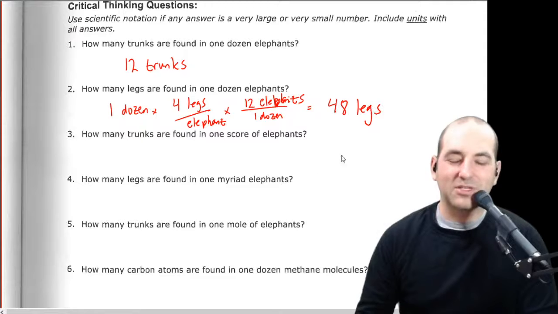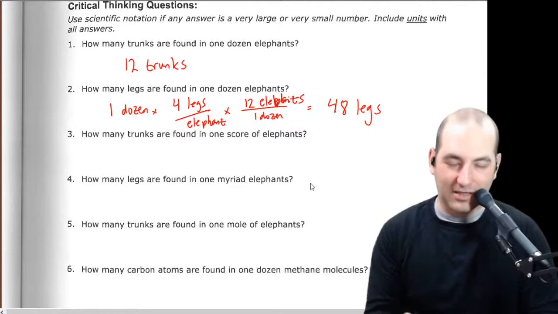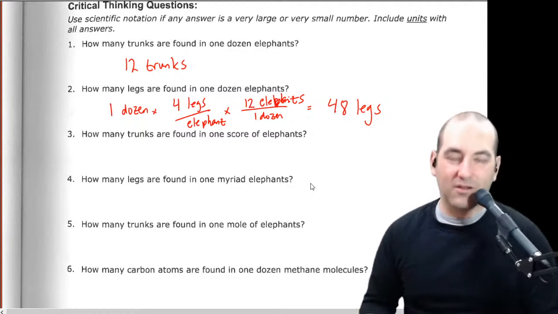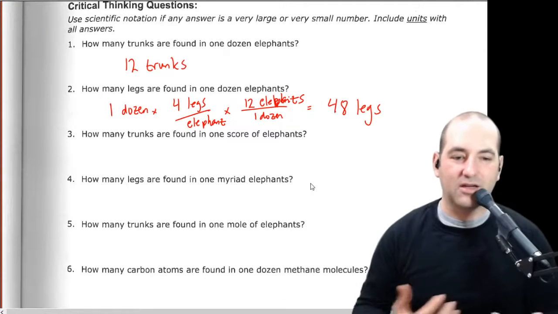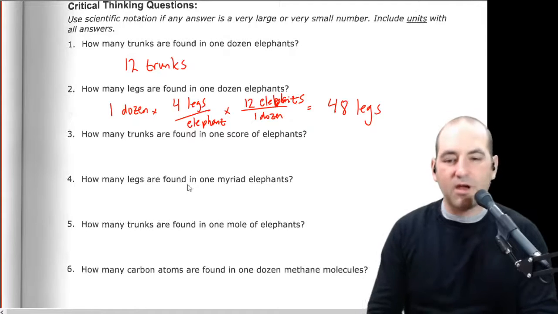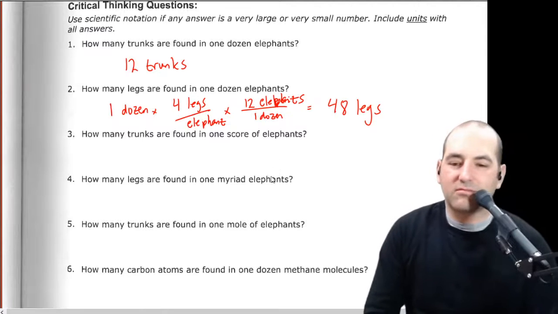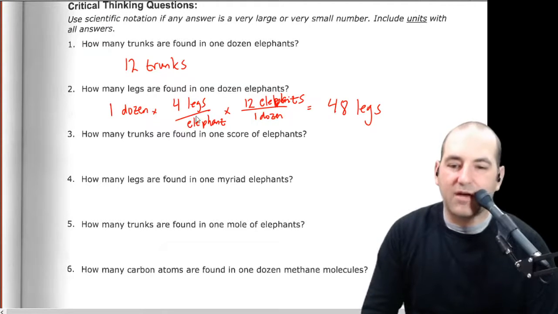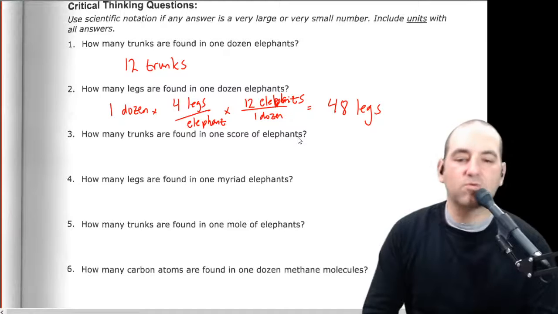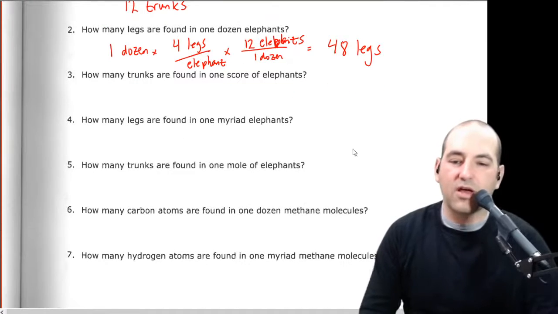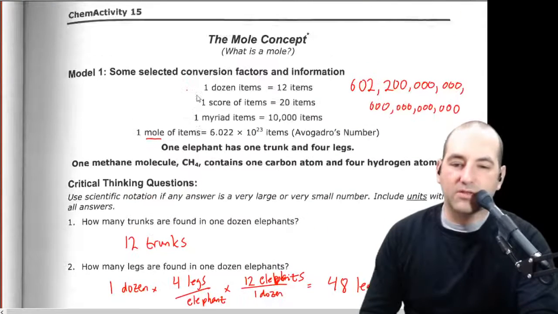48 legs, right? So we know how many elephants are in a dozen, and we know how many legs are in an elephant. So we just multiply that, and then we've got how many legs are in a dozen elephants. All right. So now we can start increasing our numbers, right? How many trunks are found in a score of elephants? Well, if a score is 20, then one trunk per elephant, 20 trunks. How many legs are found in a myriad elephant? So let's say a myriad is 10,000.